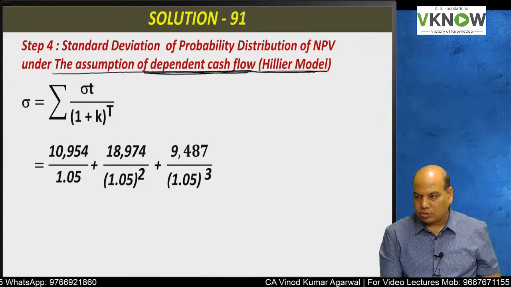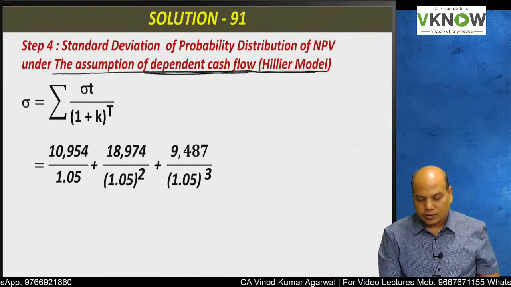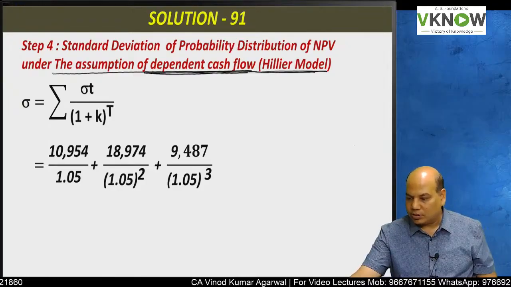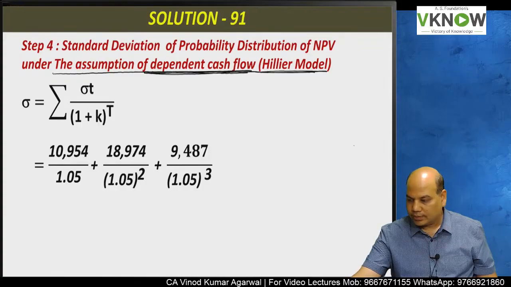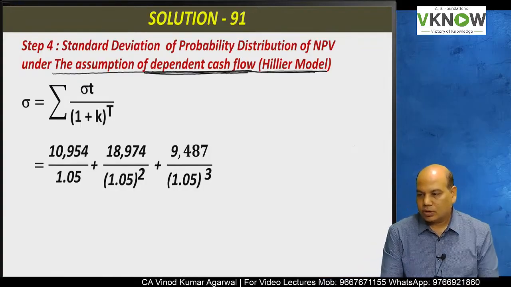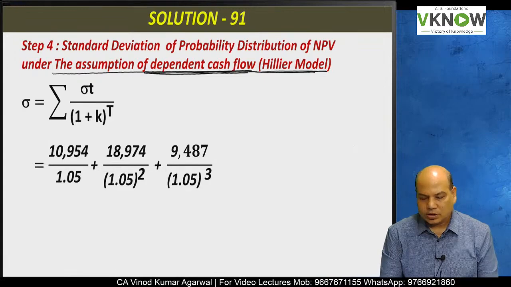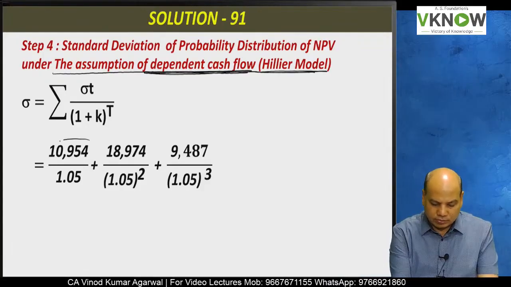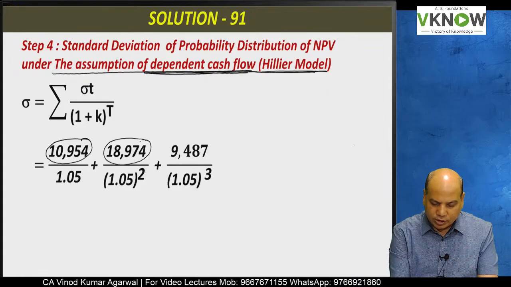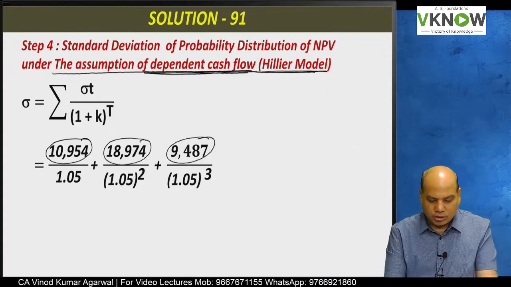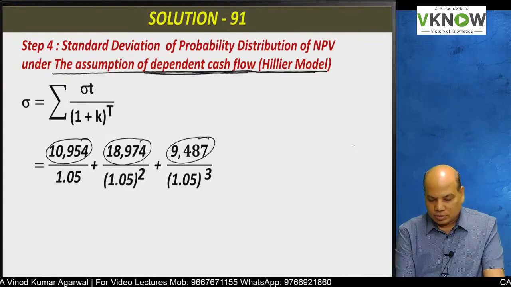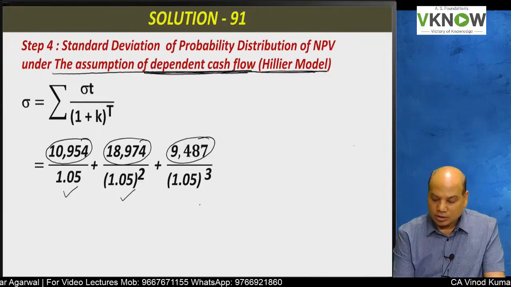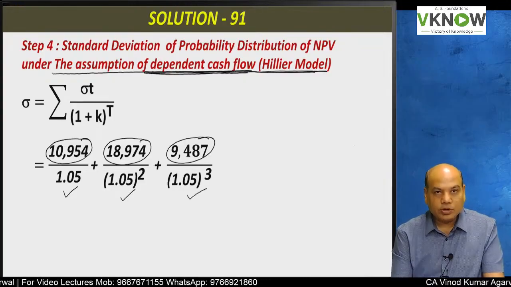sigma equal to under root, root is not required, summation required, summation sigma t upon 1 plus k to the power t. Now you have to go to previous table. These were the standard deviation of year 1, year 2, year 3. Divide by 1.05, divide by 1.05 square, divide by 1.05 to the power 3.